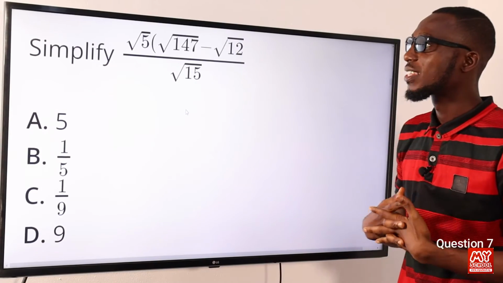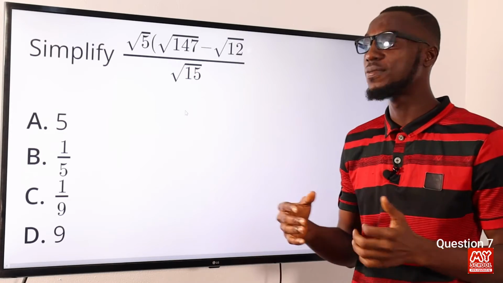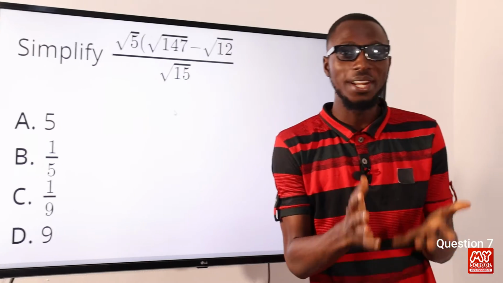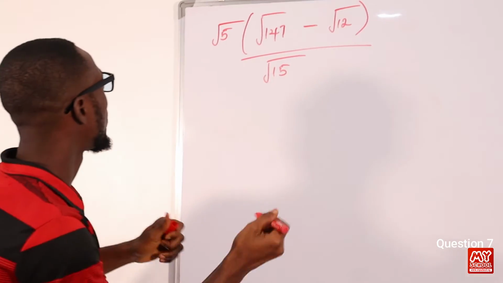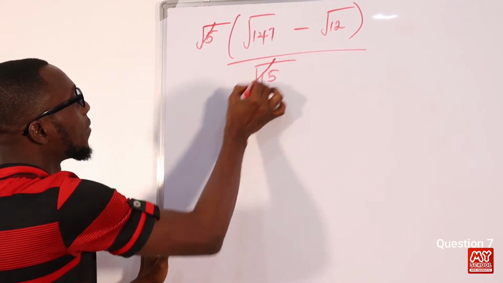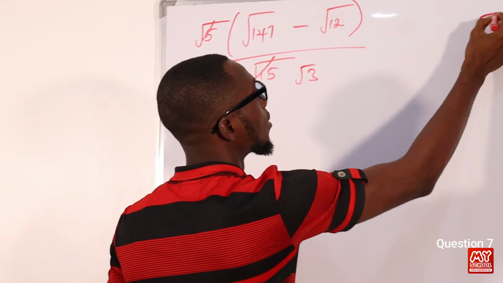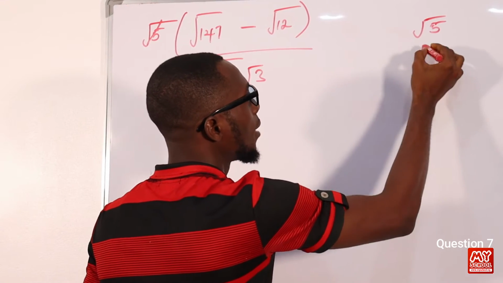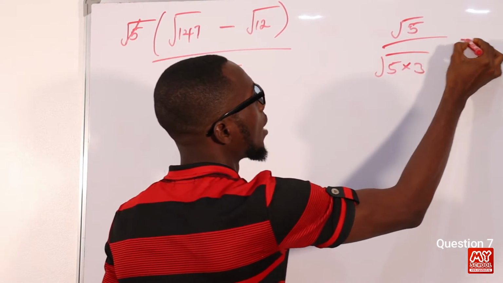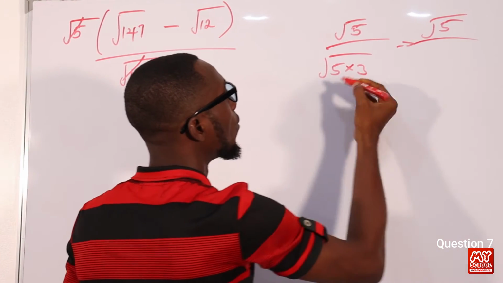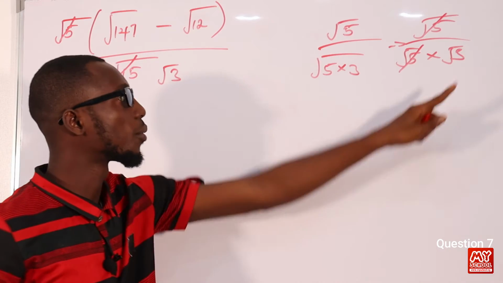Question 7. Simplify root 5 into brackets root 147 minus root 12 over root 15. So this is surd that we are dealing with. So let's just do this. At first, you can just make this happen. Root 5 divides root 15. That will give us root 3. How do I know that? That is root 5, right? Divided by root 15 is 5 times 3, isn't it? So that will be root 5 over root 5 times root 3. We see that now, so we are left with root 3.